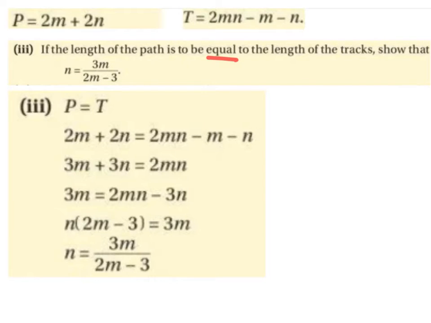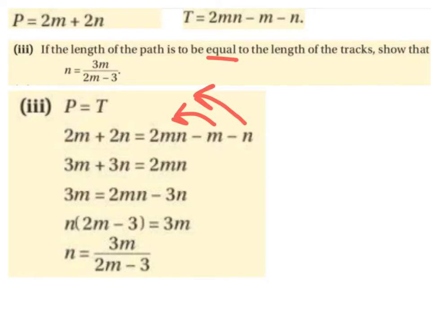So what I want to do is gather all my like terms together. I have 2m on the left, and I have minus m on the right. If I bring this minus m over the equal sign, it becomes plus m, and 2m plus m will give me 3m. Now I also have 2n on the left of the equal sign, and I have minus n on the right. So I'm going to bring this minus n over the equal sign, and it becomes plus n, and 2n plus n give me 3n.